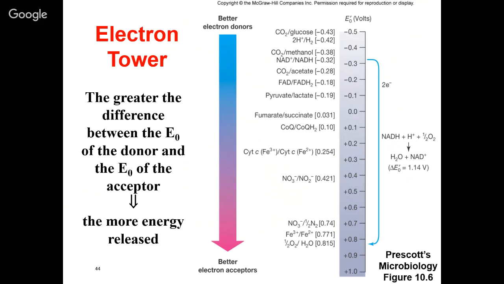Let's see. There's nitrate, nitrites right here. You've got fumarate, pyruvate and lactates up here, FADH2, acetate. You can look through here and see what's going on with these guys. So anything else you want to add on that? No. Okay.